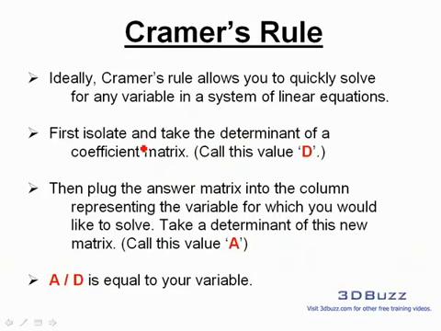Sure. So then the next point is first isolate and take the determinant of the coefficient matrix. If you recall, those are the coefficients of x, y, and z. Right. So you take that determinant. I'm calling that value D. You can call it whatever you want. You can call it Jimmy. We'll stick with D. Okay, then, let's say you want to solve for x. You plug in the answer column, which was that column after the vertical line, into the column that represented x. And you take that determinant. We'll call that A. Right. And if you take this division, A divided by D, because don't forget the determinant is just a number, that's equal to what your variable is equal to.